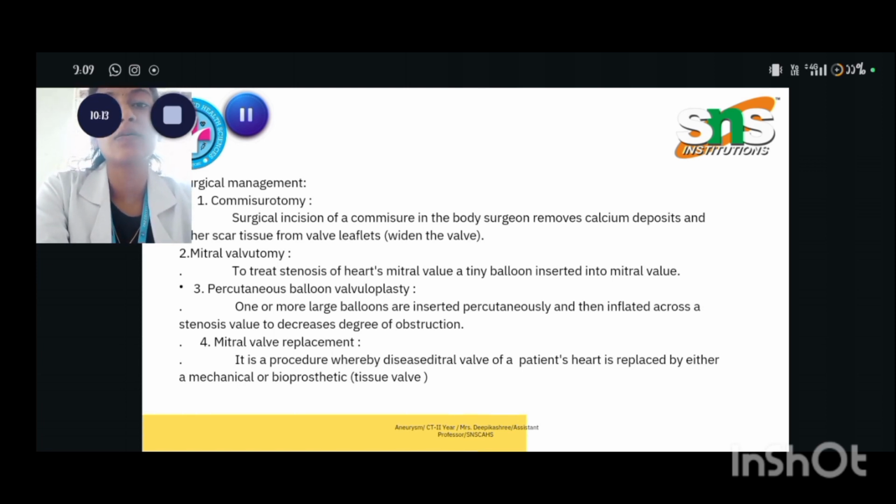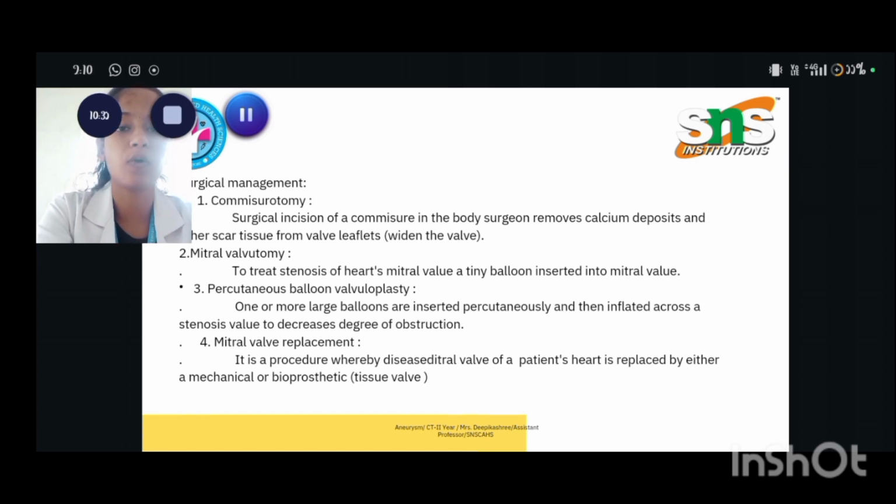Then coming to the surgical management for RHD. First is commissurotomy. It is a surgical incision of the commissure. The surgeon removes calcium deposits and scar tissue from the valve leaflets, which widens the valve.